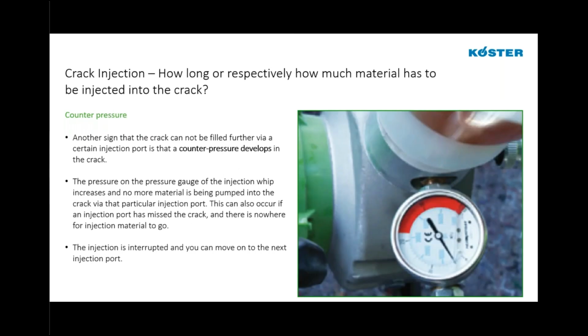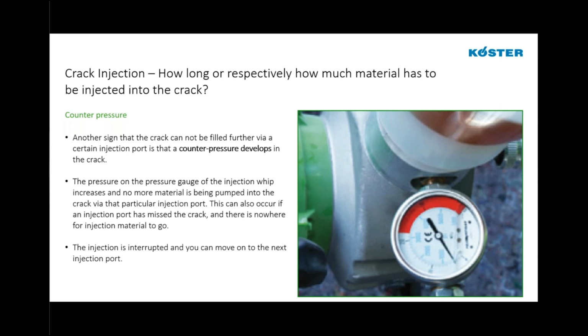Again, the second kind of thing that'll help us know that we have enough material in the crack is counterpressure. If counterpressure develops inside the crack, all these pumps will have a pressure gauge on them, and you can always hear the pressure regulator on the pump if counterpressure does develop in the wall. The pressure on the gauge of the injection pump or injection whip will increase, and no more material will end up being injected into that injection port.